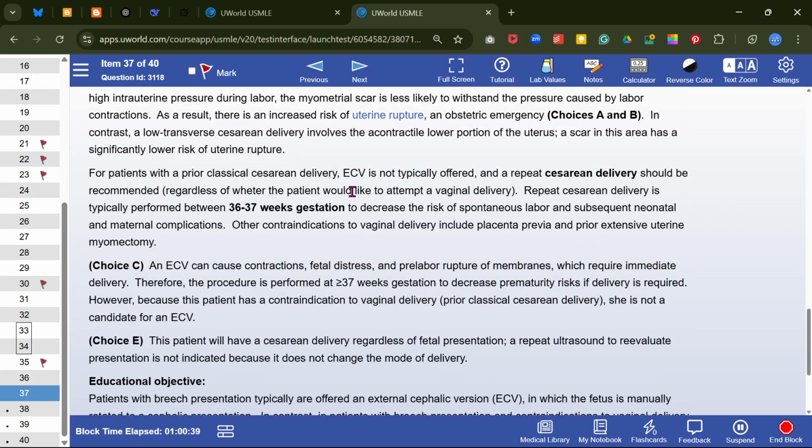For a patient with prior classic cesarean delivery, external cephalic version is not typically offered, and a repeat cesarean delivery should be recommended, regardless of whether the patient would like to attempt a vaginal delivery. Repeat cesarean delivery is typically performed between 36 and 37 weeks of gestation to decrease the risk of spontaneous labor and subsequent neonatal and maternal complications. Other contraindications to vaginal delivery include placenta previa and prior extensive uterine myomectomy.